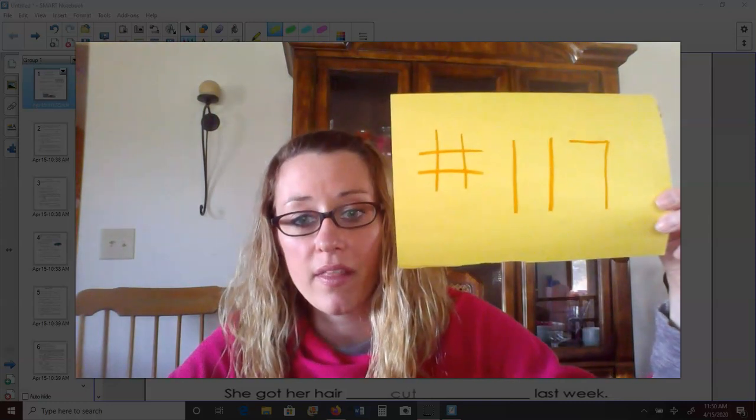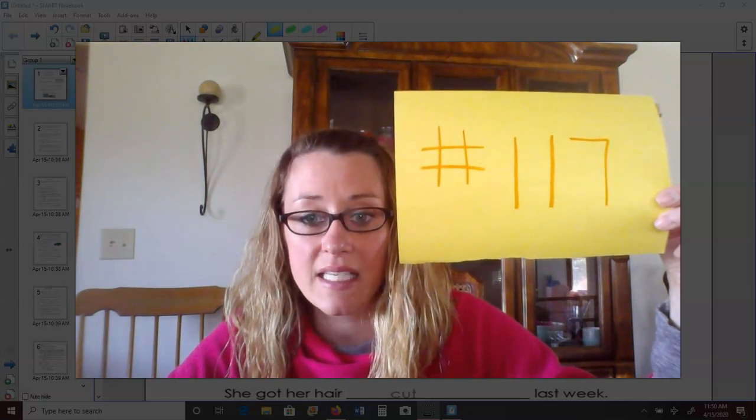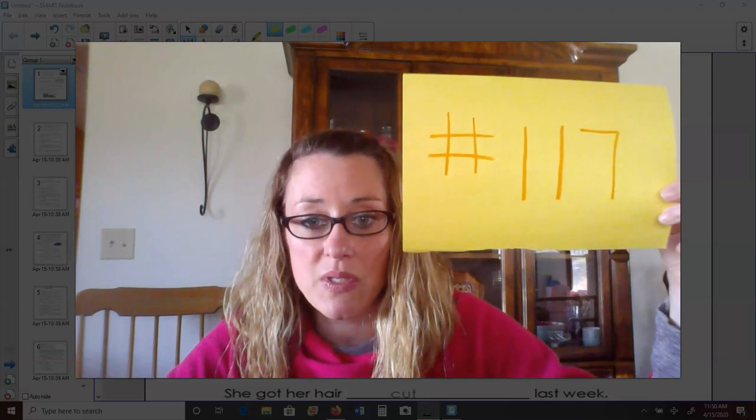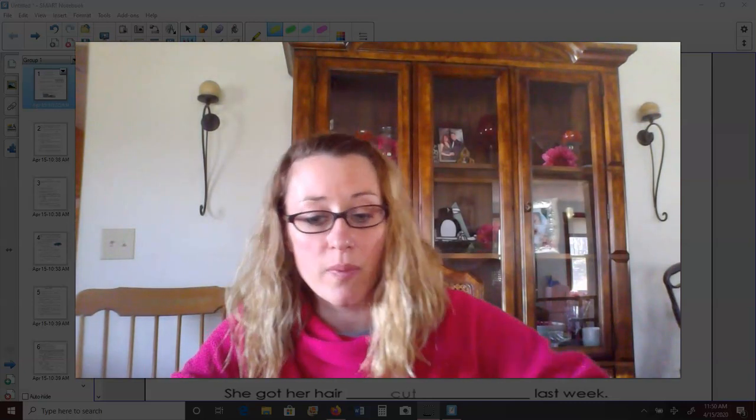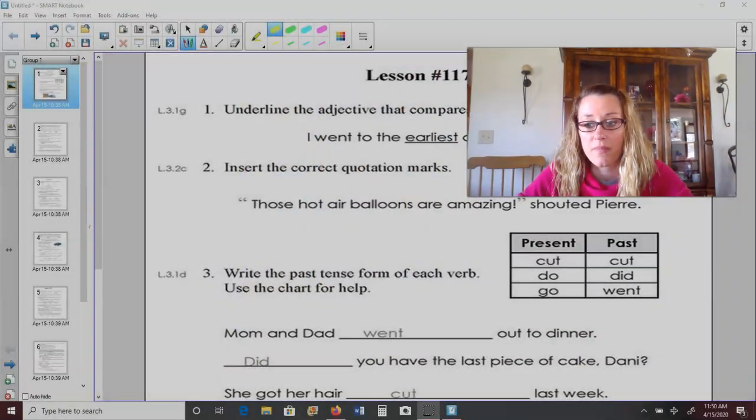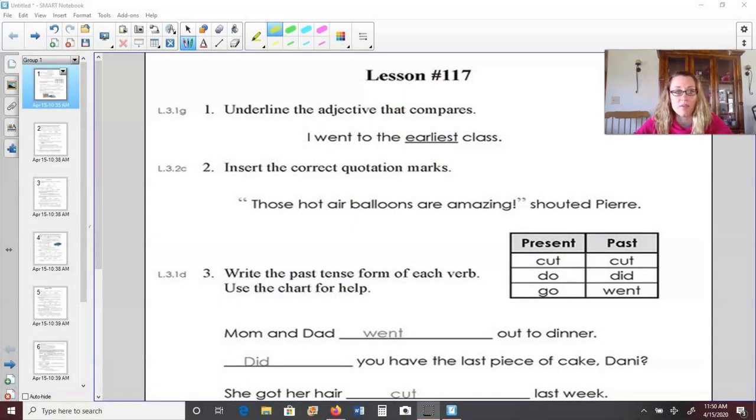We are starting with lesson 117. So grab your simple solution book and a pencil, and we will go ahead and get started. All right, so number 1 wants us to underline the adjective that compares. Remember, an adjective describes a noun. It tells us more about a person, place, or thing. So I went to the earliest class. Earliest would be the adjective because it's describing class. It's telling us which class the person went to.